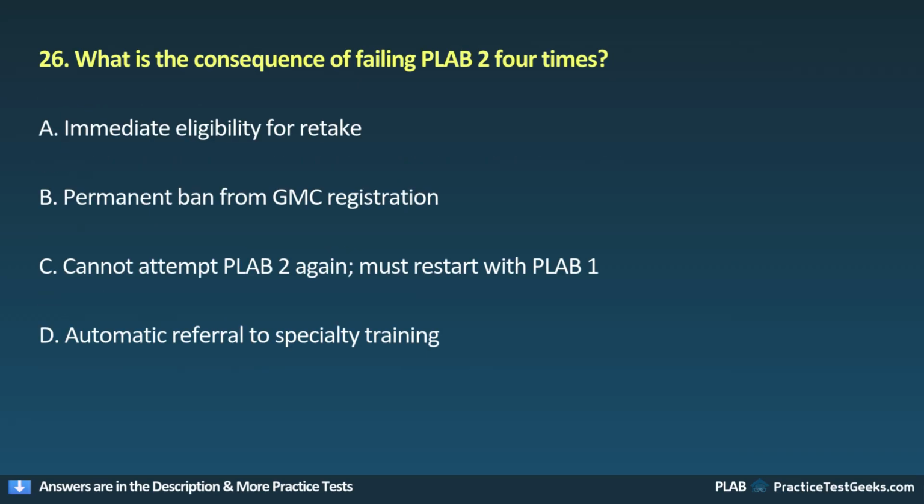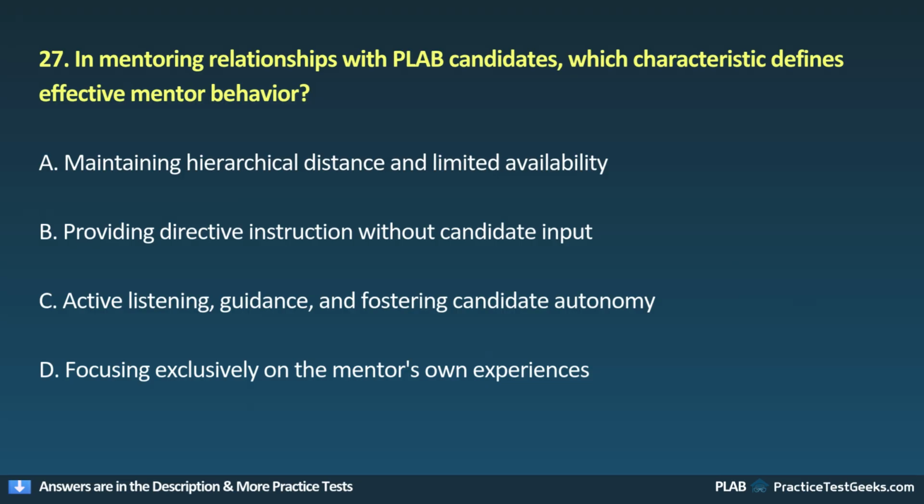26. What is the consequence of failing PLAB 2 4 times? A. Immediate eligibility for retake. B. Permanent ban from GMC registration. C. Cannot attempt PLAB 2 again, must restart with PLAB 1. D. Automatic referral to specialty training.